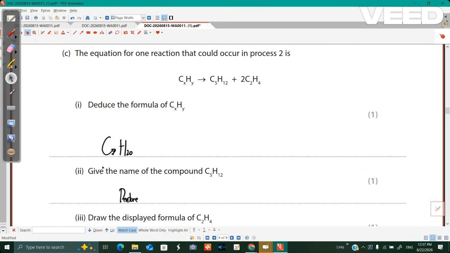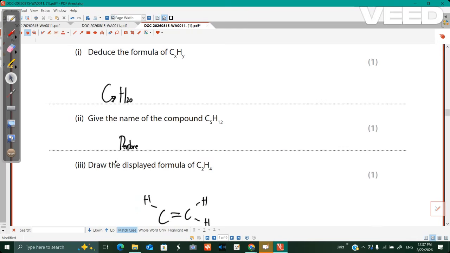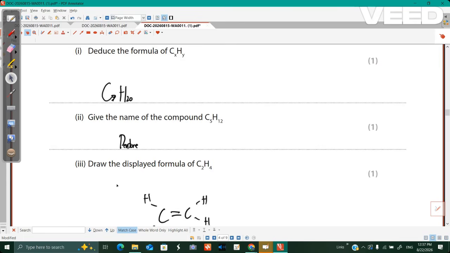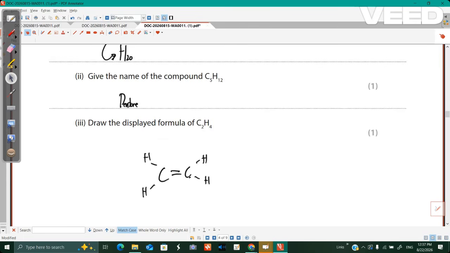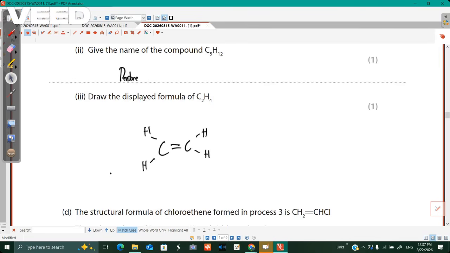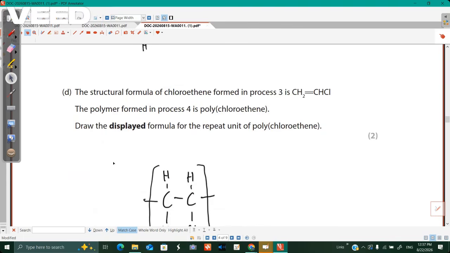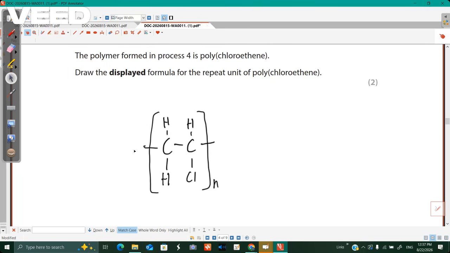Deduce the formula. C9H20. Pentane, 5, CnH2n+2. Pentane is an alkane. Draw the displayed formula, very good. Repeating unit of chloroethene, very good.